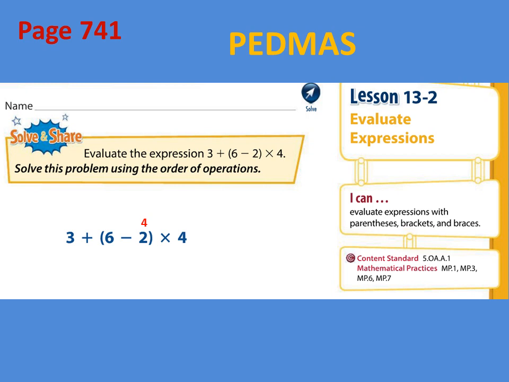After the parentheses, the exponents, we don't have any exponents. After that, division and multiplication, we have a multiplication operation, so we must multiply 4 times 4. Of course, 4 times 4 equals 16. After division and multiplication, remember addition and subtraction. So the last operation is 3 plus 16 is 19. So the final answer is 19.